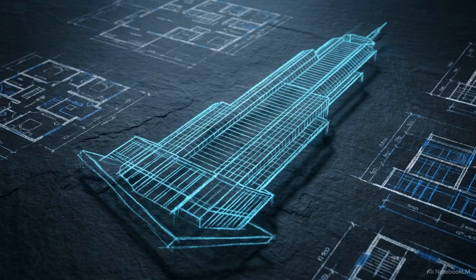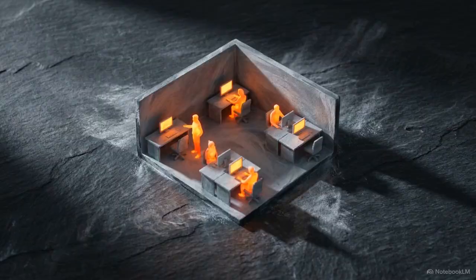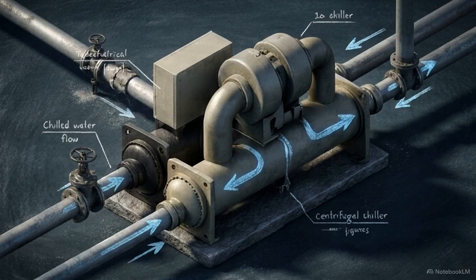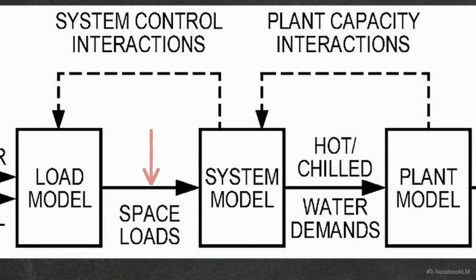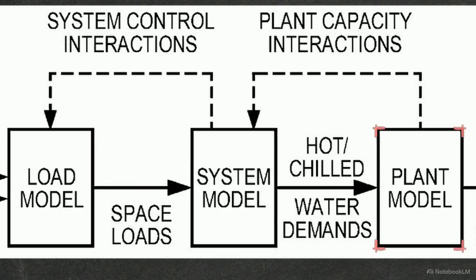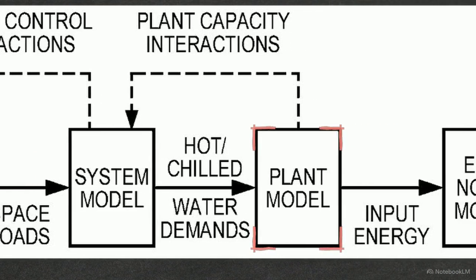Large-scale commercial building simulation requires tracking 3 interacting layers of thermal transfer: the space load, the secondary distribution systems, and the primary central plants. This diagram outlines the sequential modeling strategy used in many traditional building energy programs. Notice the solid black arrows showing data passing in a strict one-way sequence from the load model to the system model and finally to the plant model.